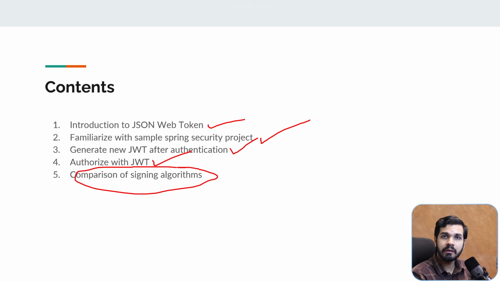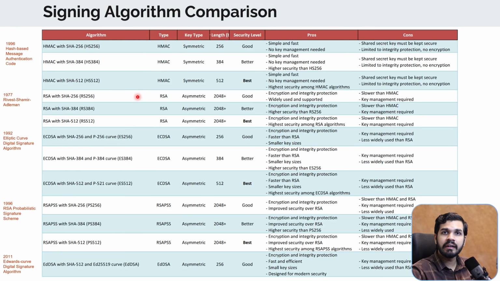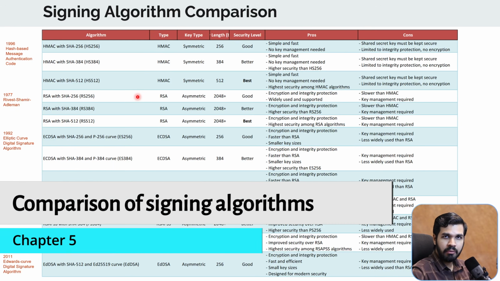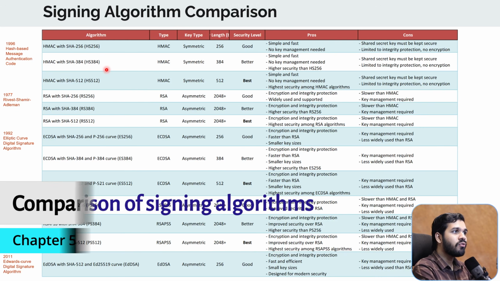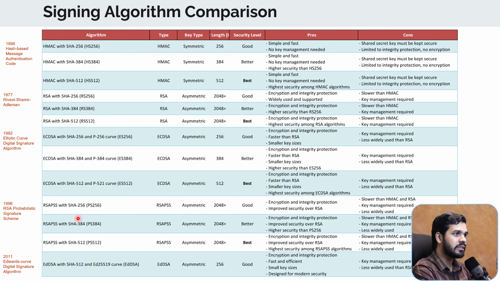We have multiple different kinds of signing algorithms, so we will see what each of those are and what the differences between them are. These are the different algorithms available for JWT signing. Here you can see we have 5 different algorithms, and each algorithm has different variations based on the length of the key. We have used the HMAC 512 option in our tutorial. There are also HMAC 384 and 256 available.